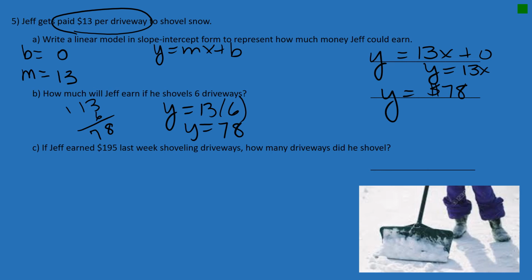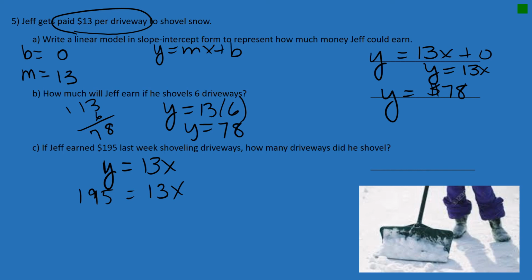Jeff earned $195 last week shoveling driveways. How many driveways did he shovel? Well, the number of driveways is my x, so if he earned $195, I take my equation, y equals 13x, and I replace the y with 195. Because he earned $195, and they want to know how many driveways did he shovel.